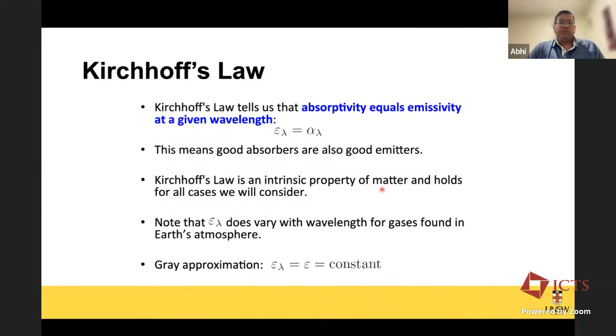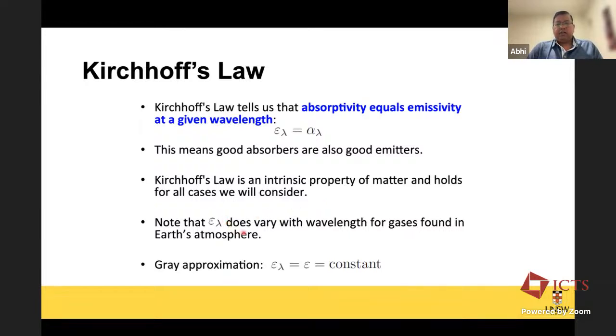Next, we come to Kirchhoff's law. Now, this is again related to absorptivity. It basically equals the emissivity at a given wavelength. This means that good absorbers are also good emitters. So whatever is absorbed would be emitted, and the rate at which energy is absorbed would be reflected in the emission as well. Kirchhoff's law can be used to determine the absorptivity and the emissivity for different surfaces. Kirchhoff's law is also an intrinsic property of matter and holds for all cases that can be considered.